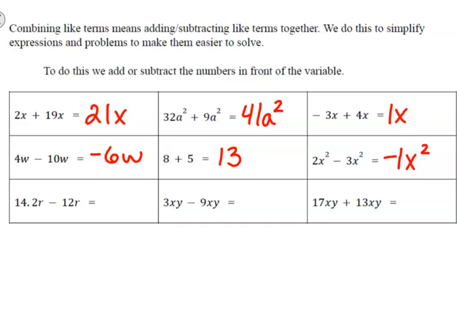14.2r minus 12r is 2.2r. 3xy minus 9xy is a negative 6xy. And 17xy plus 13xy gives me 30xy. If you need more time with those, go ahead and hit pause. But these are the types of questions that I'm going to ask you to do between today and tomorrow.